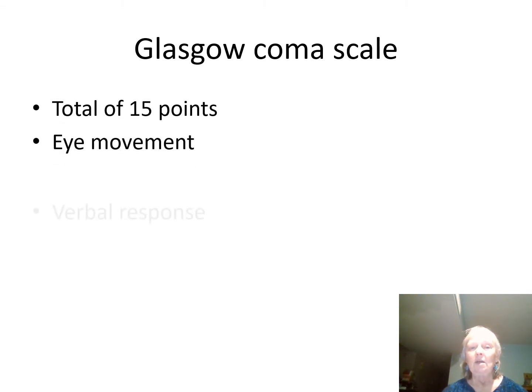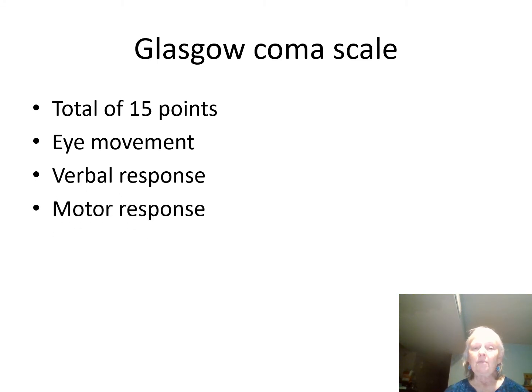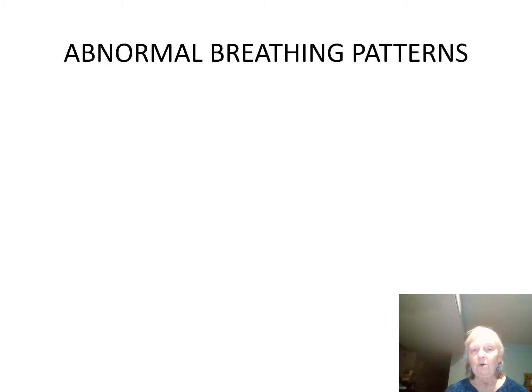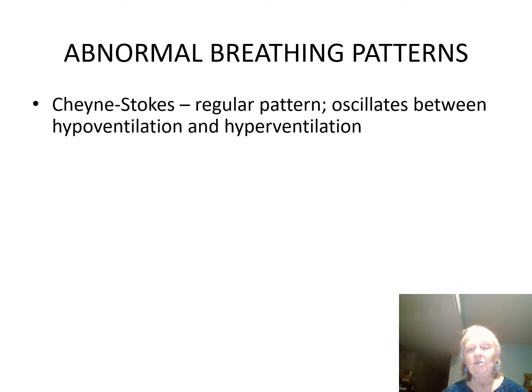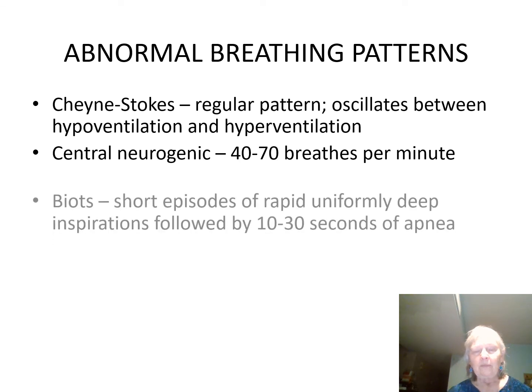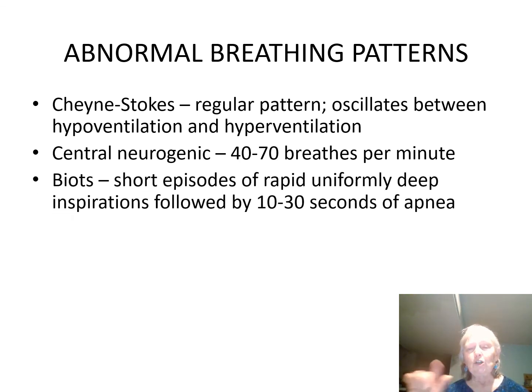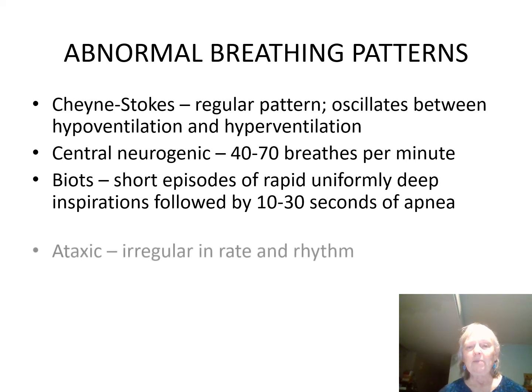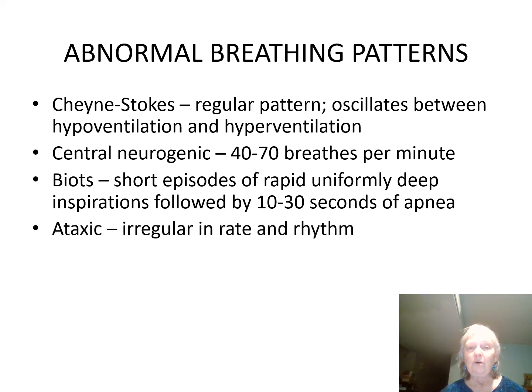And again, here's your Glasgow Coma score. Remember, 15 points: eye, verbal, and motor. The basic one is 111. Minimum score is 3. You have different abnormal breathing patterns that we can take a look at. There's Cheyne-Stokes. That's not a good one. Okay. Central neurogenic. This is like 40 to 70 breaths per minute without affecting your CO2 or your O2. Okay. Biots, rapidly short or uniform deep, followed by periods of apnea. Ataxic, very irregular. Sometimes biots and ataxia are put together.